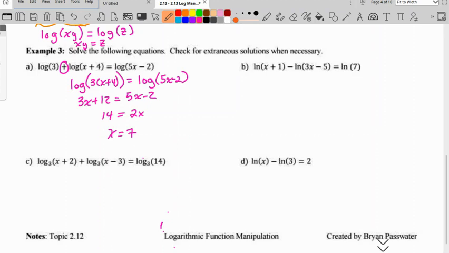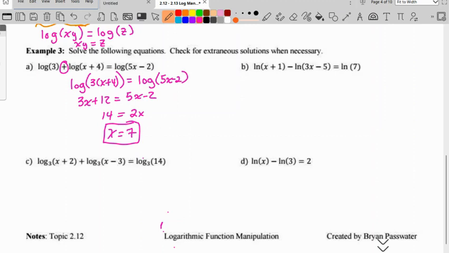So let's do that real quickly. If I plug 7 in for x, the first one there's no x. In the second one, 7 plus 4, is that positive? Yes. On the other side, 5 times 7 is 35 minus 2. Is that positive? Okay, so this one checks and is okay. We can include it. It's in the domain.